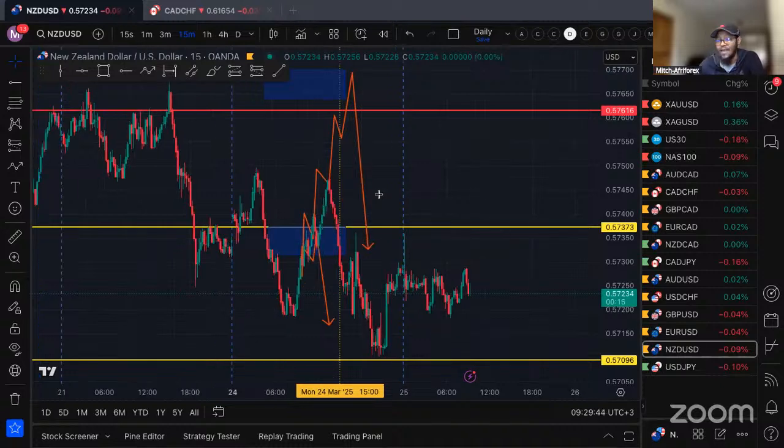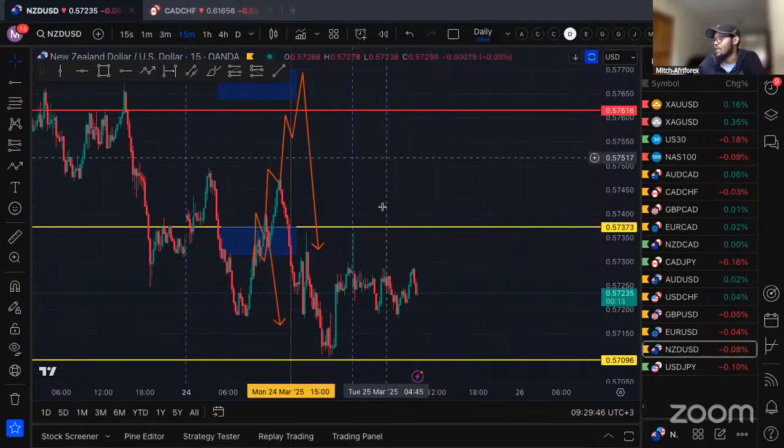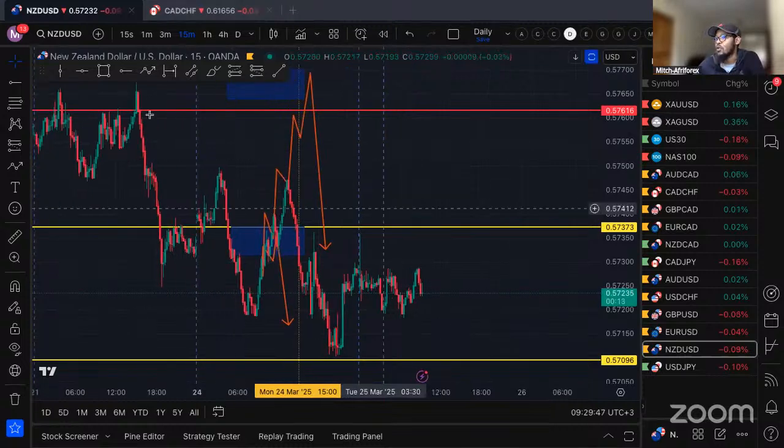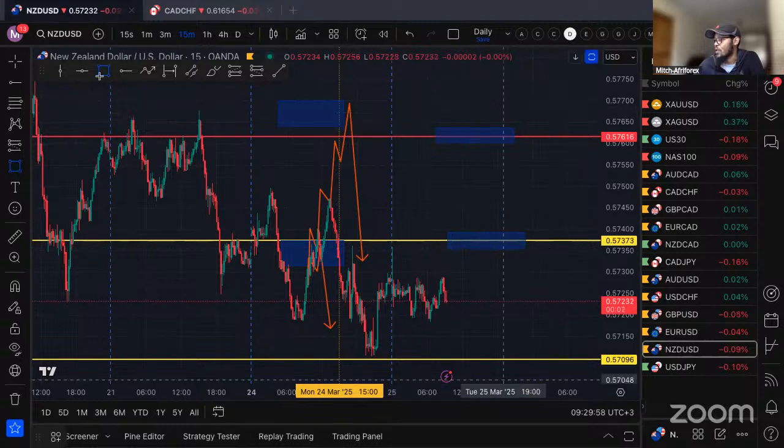And today, the bias is still going to be the same, still looking for selling opportunities. However, the levels have been adjusted slightly. So we will be looking for selling opportunities as long as we're holding below this red support and resistance area right there. And we should be watching out for these areas of interest here.